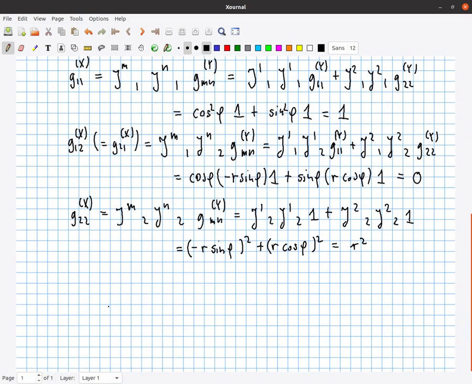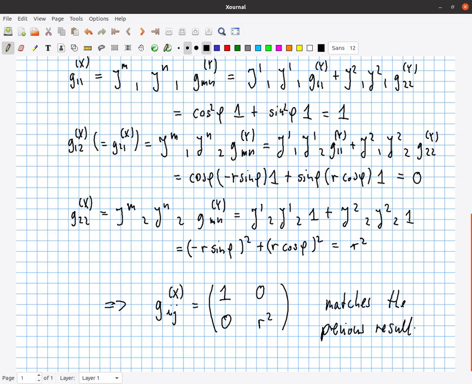Which means if we put all of this together, we can now write g_ij in the coordinates x as g11 is 1, g12 was 0, g21 is also 0, and here we get r squared. And this matches, of course, the previous result. So I thought that was a nice little addition to do this so that you can see that there are really two ways to compute this.